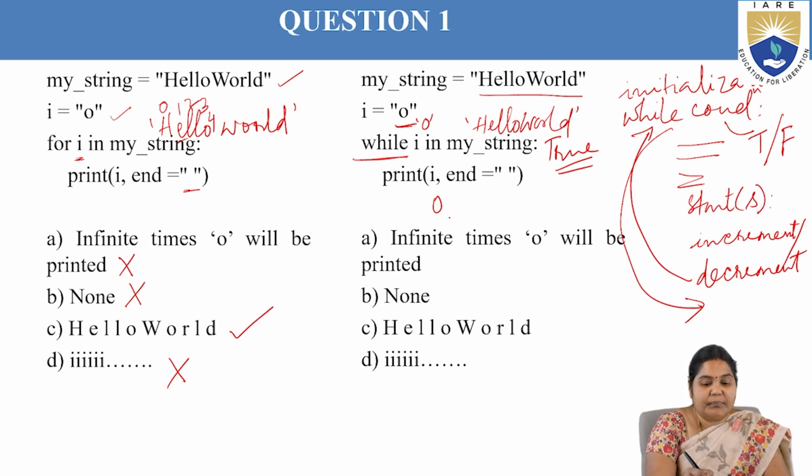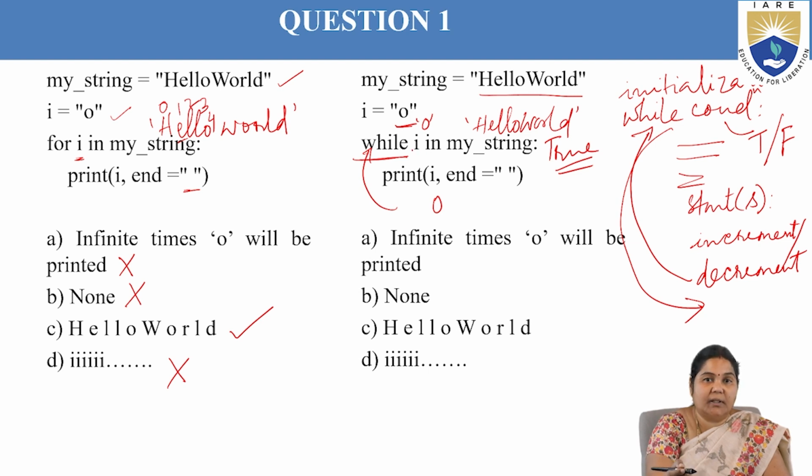Now, after printing O, it goes again to the loop. Again, what is the value of I? Have you done any increment or decrement for the next iteration? No, you have not done anything. So what is the value of I?